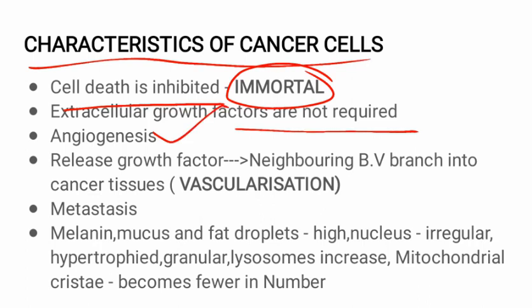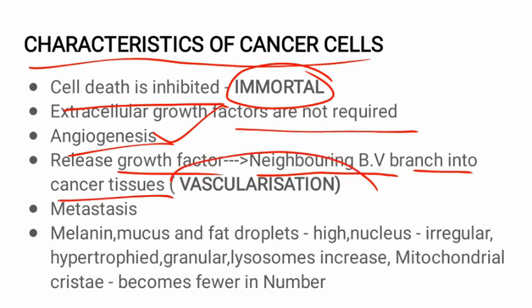Angiogenesis. Angiogenesis means the process of producing more blood vessels in order to support the cancer cells with nutrition. So these cancer cells release some growth factor which will cause the neighboring blood vessel to branch into the cancer tissue, and this is known as vascularization. And the most dangerous thing related to the cancer cells is metastasis. They never remain confined to the original area. They start dividing, enter into the blood vessels and reach other parts of the body, affecting other areas.